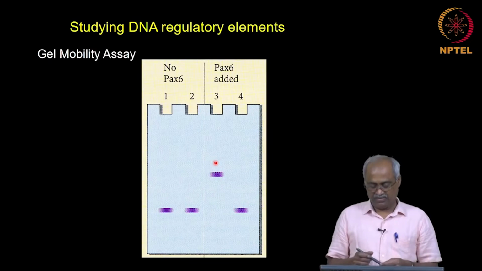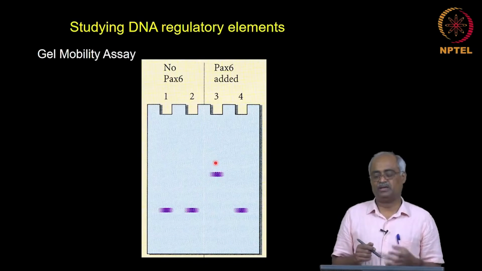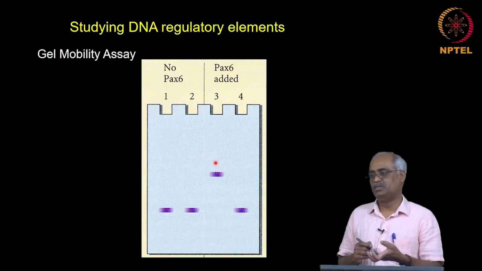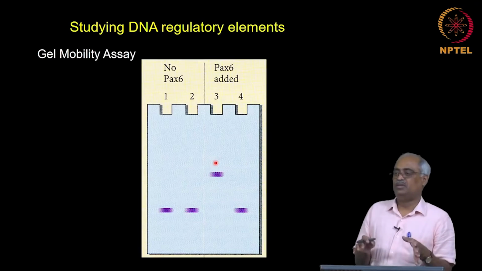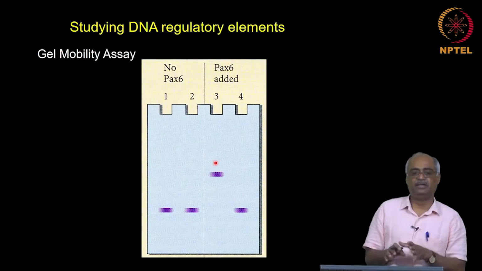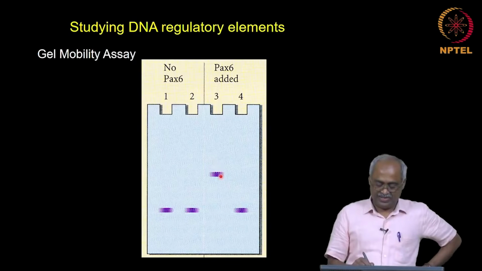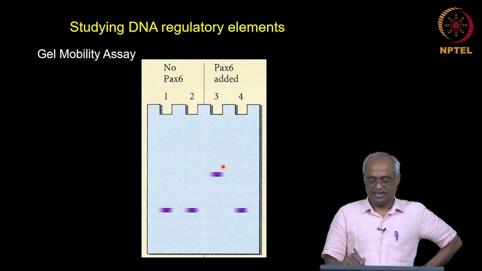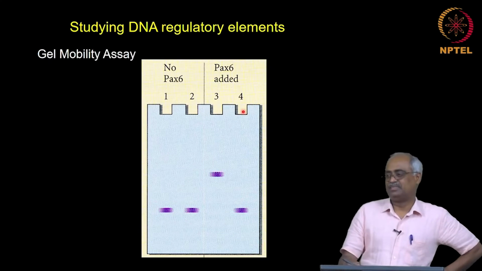In our lab we primarily used it for finding RNA binding proteins that interact with 3' UTR and regulate translation. So that is the context in which we have used it. Therefore it is useful for nucleic acid protein interaction in different contexts. So in lane 3 you have PAX6 added, so it shifts, and in lane 4 also PAX6 is added. It is a control experiment.